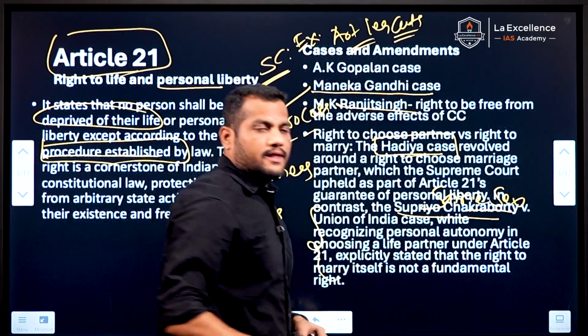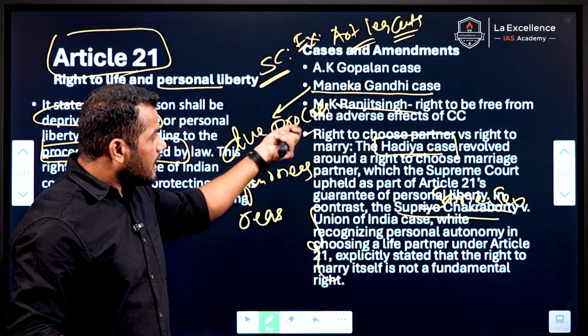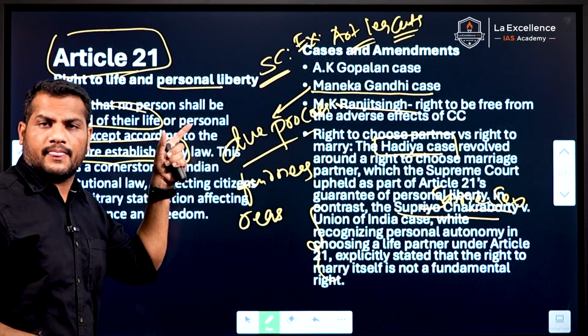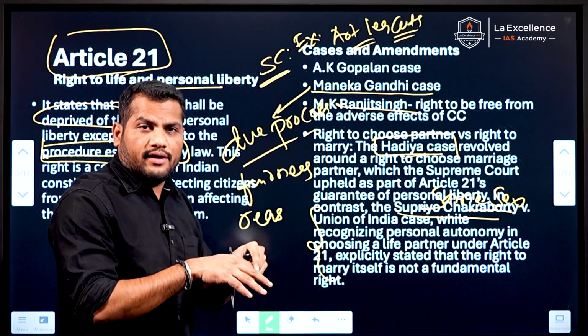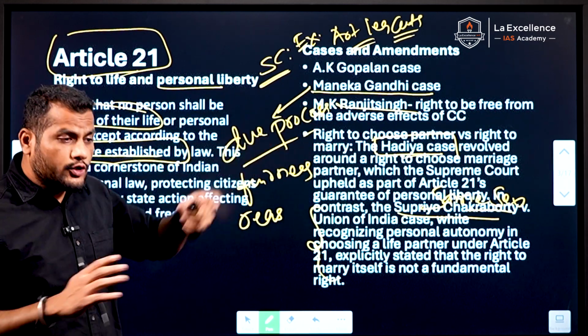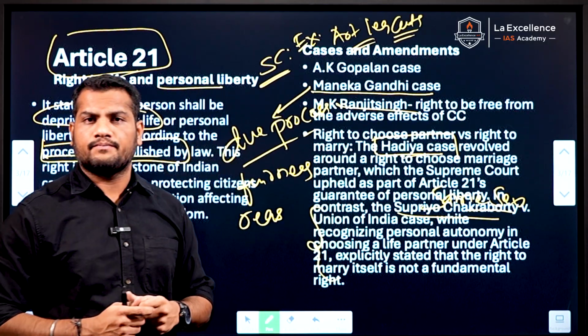In the Ranjit Singh case, the Supreme Court said that the right to be free from the adverse effects of climate change is also a fundamental right under Article 21. Now Article 21, after the Maneka Gandhi case, includes a broad range of fundamental rights. The right to be free from pollution is a fundamental right.